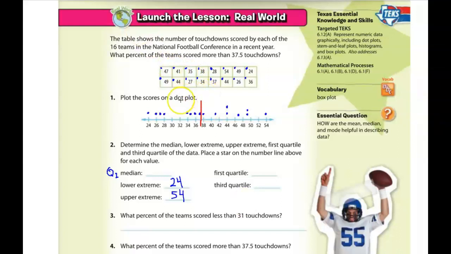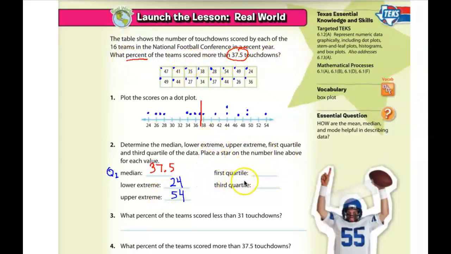Okay, so if we count 8 from the left and we count 8 from the right, we're going to find that the median is going to be halfway between 37 and 38. So what number is halfway between 37 and 38? Well, that is going to be 37 and 5/10, our median. Okay. And you'll notice, hey, look up here, 37 and 5/10, woohoo. So what percent of the teams scored more than 37 and 5/10 touchdowns?